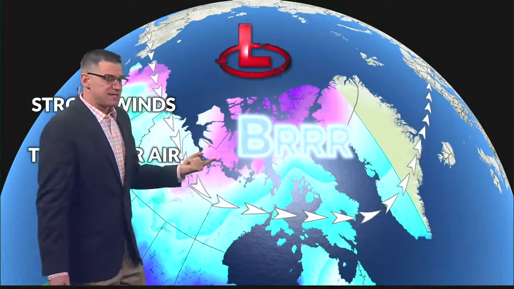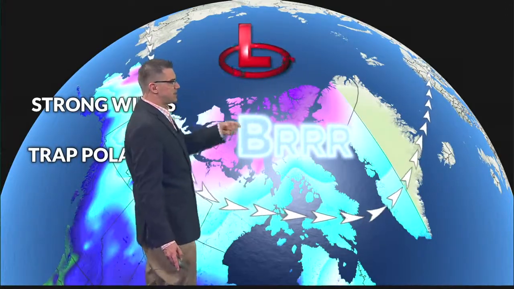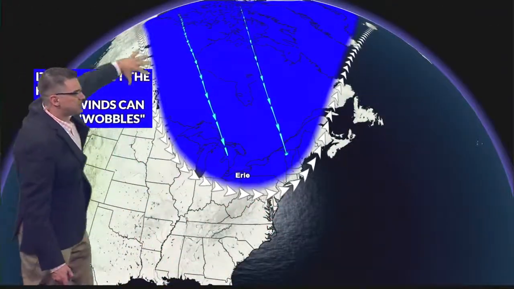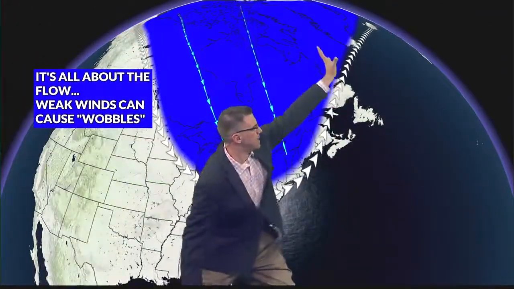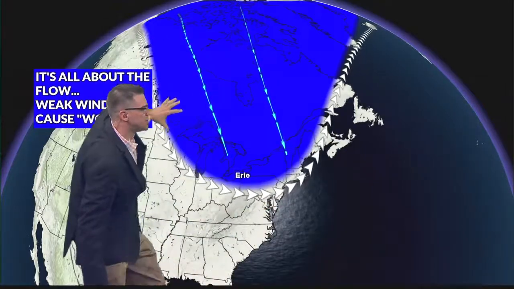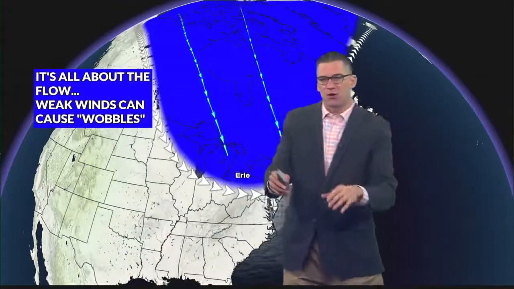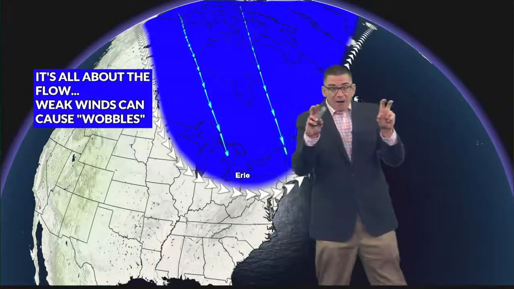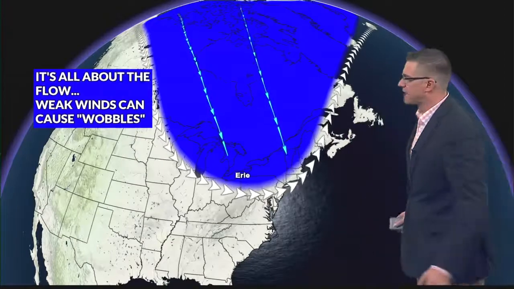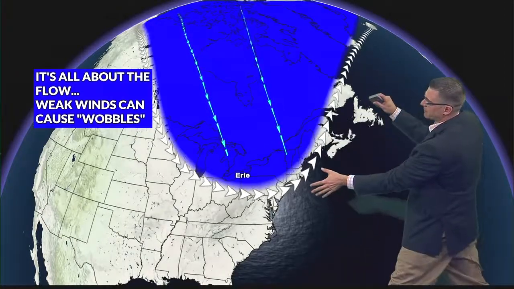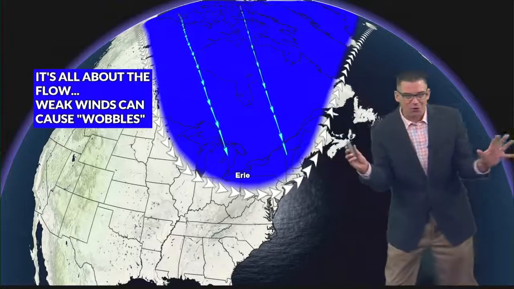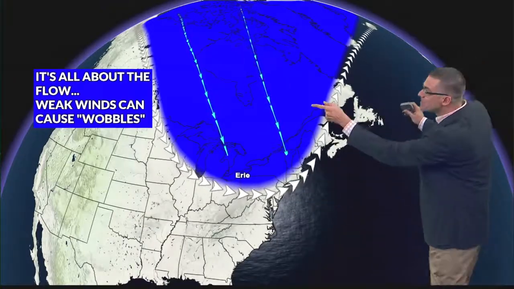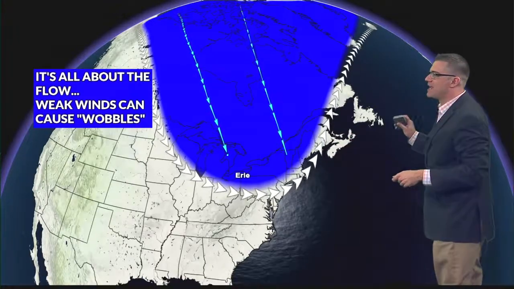So what happens is as the winds slow down, this thing starts to wobble a little bit more, and the jet stream will dip, okay? Takes on an orientation like that. So it's all about the flow of the jet stream. And when those winds are weaker, those wobbles in the polar vortex can come south. The whole polar vortex doesn't come south. It's just a little piece of it that comes south, okay?